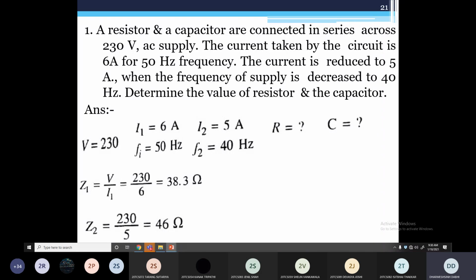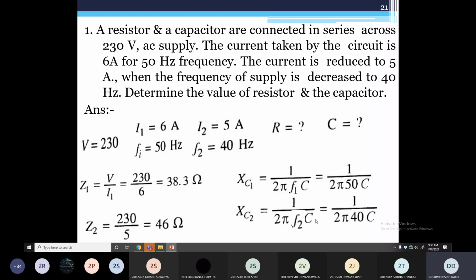Now I find out the capacitive reactance XC1. At different frequencies the capacitive reactance is different, because we know the equation of XC is 1 upon 2 pi FC. It depends upon the frequency, so as frequency changes, capacitive reactance changes. Here we have two frequencies, 50 Hz and 40 Hz. First I calculate XC1 for 50 Hz: 1 upon 2 pi 50 C. Then XC2 for frequency F2, which is 40 Hz: 1 upon 2 pi 40 C.